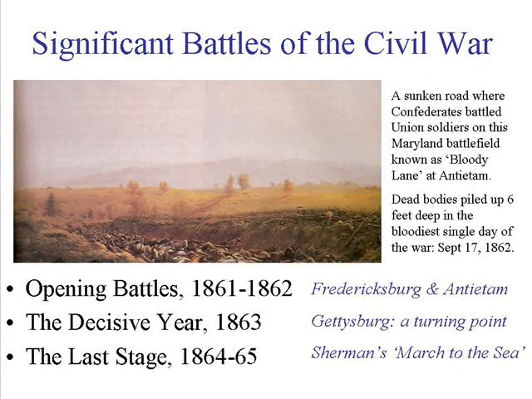Over the course of the war, between 618 and 633,000 soldiers would die between 1861 and 1865. There's 2 significant reasons for this huge loss of life. Number 1, military fighting styles did not keep up with the capacity of firearms to kill more effectively. And number 2, disease killed 2/3 of men in camps or injured during battle. In reading about the significant battles of the Civil War, I'd like you to keep in mind the 3 phases I've stated here: opening battles, the decisive year, and the last stage.